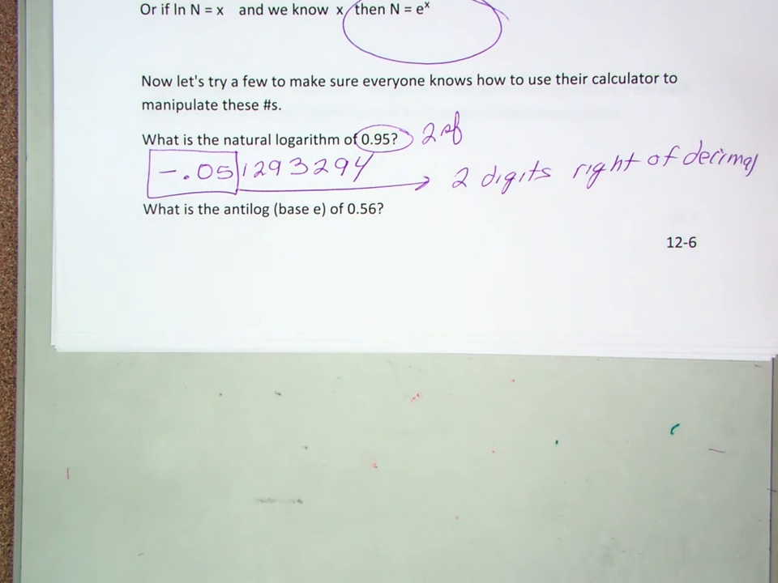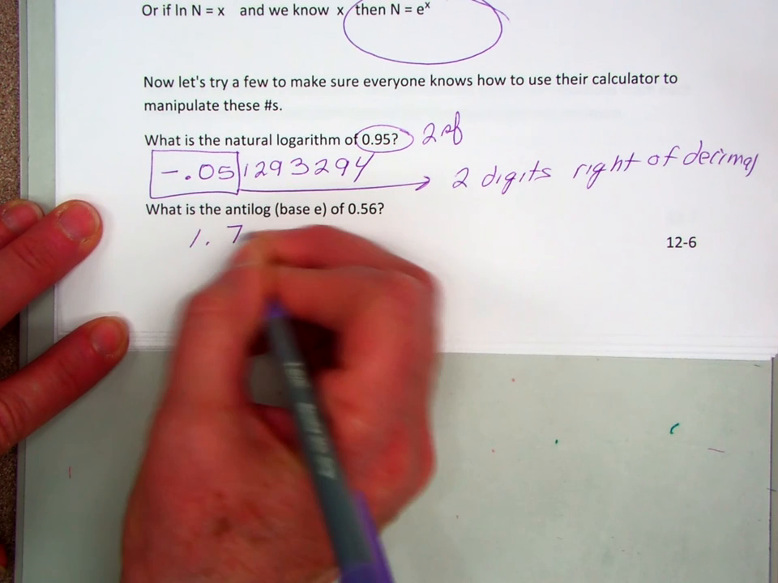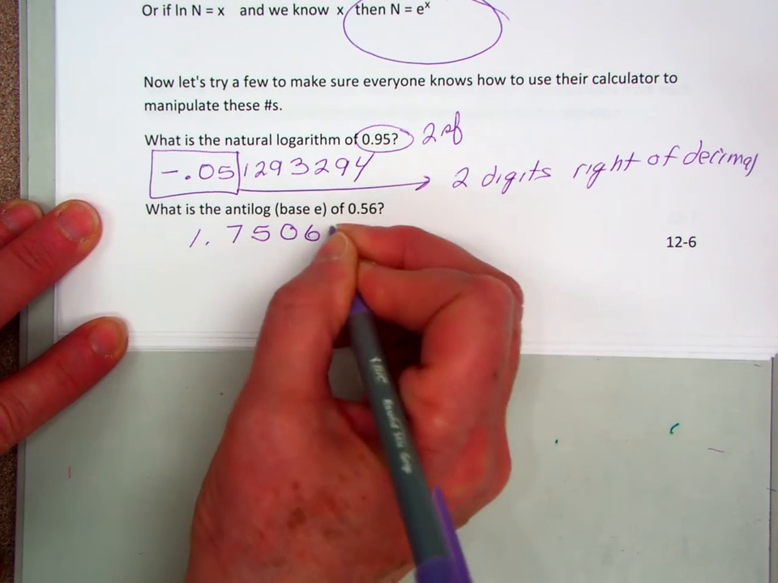Now try this one. What's the anti-log base e of 0.56? Using the natural log key, the second function, or the reciprocal function. Did you get what I did?